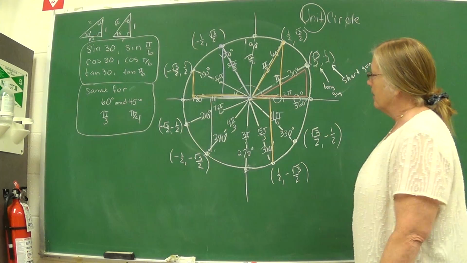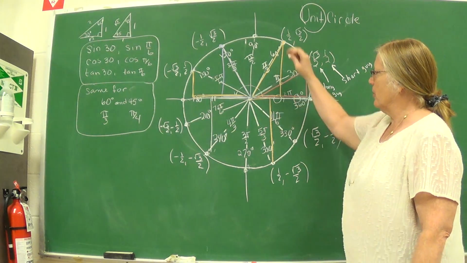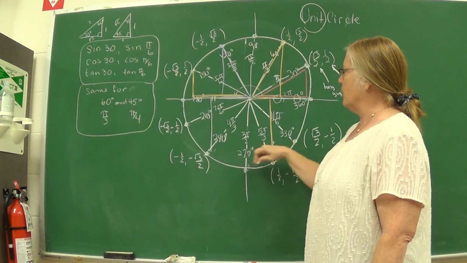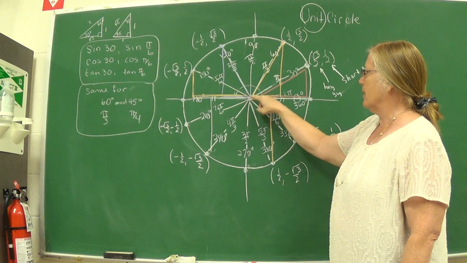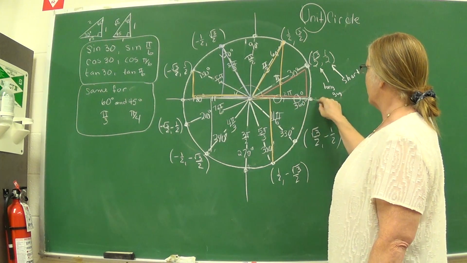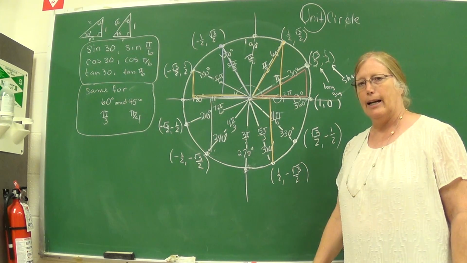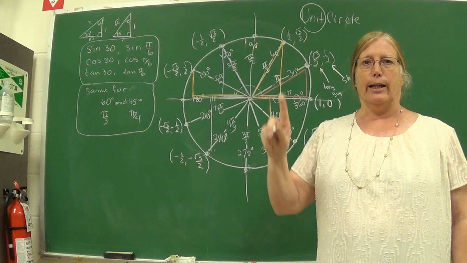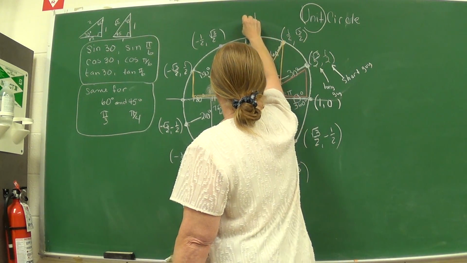All right, let's fill in the ones that I skipped. When you're on the unit circle, every point on the circle is 1 away from the origin. So this point is on the circle, it's 1 away from the origin, so its coordinates are 1 to the right and 0 up and down. First coordinate tells you how far right and left, second coordinate how far up and down. What would the name of this one be?